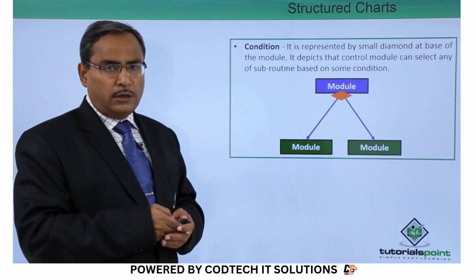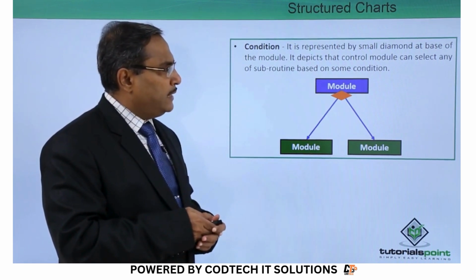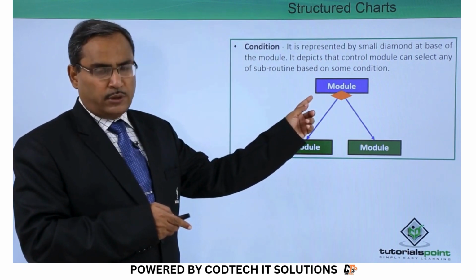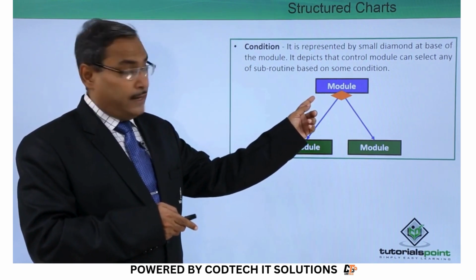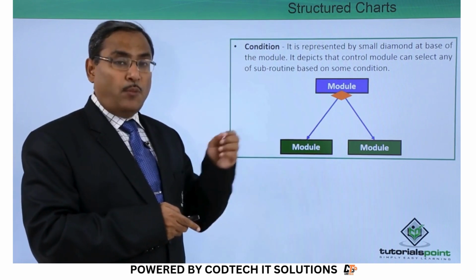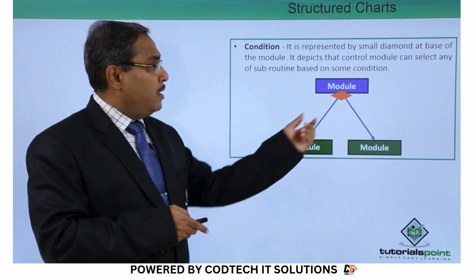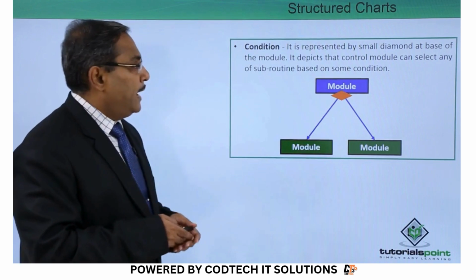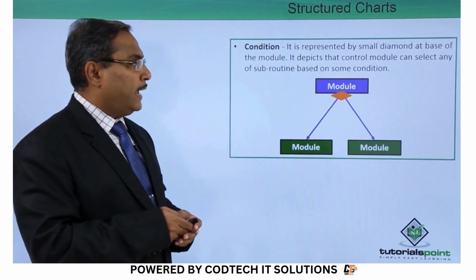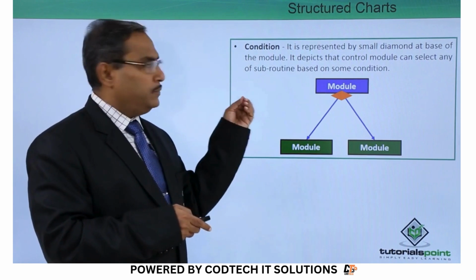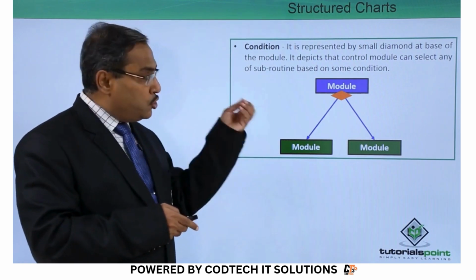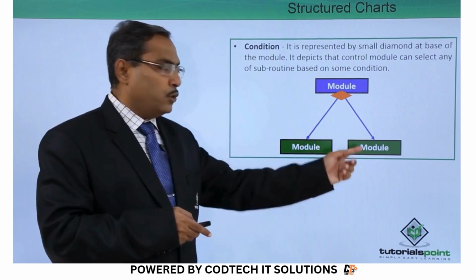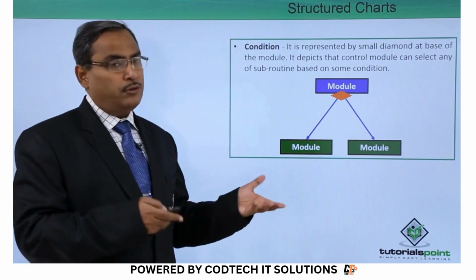Now let us look at the condition. It is represented by a small diamond at the base of the module. This module is a process, a subroutine or a certain task, and in structure charts modules are represented using a rectangle. But whenever a condition is there, a diamond appears at the bottom of the module, which depicts that the control module can select any one of the subroutines based on whether the condition is true or false. Depending on the condition, the module to be executed gets the control.